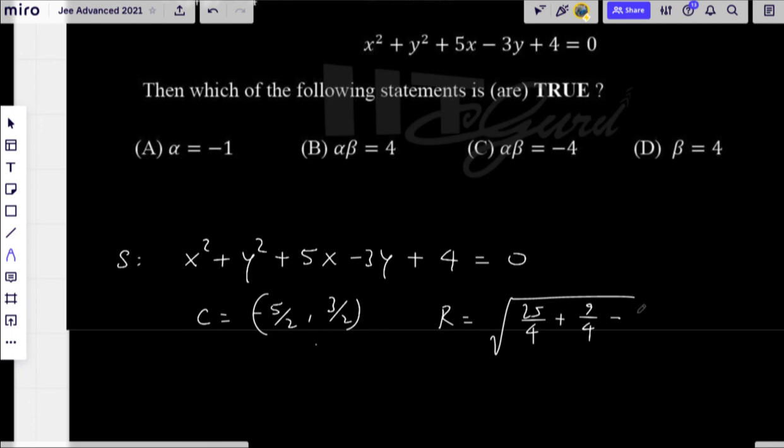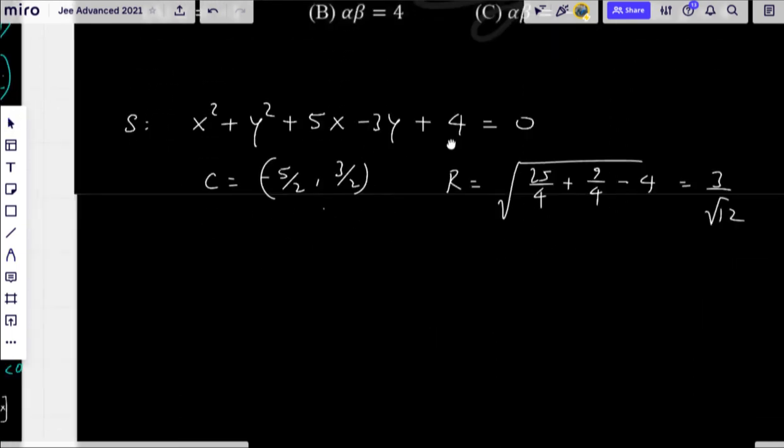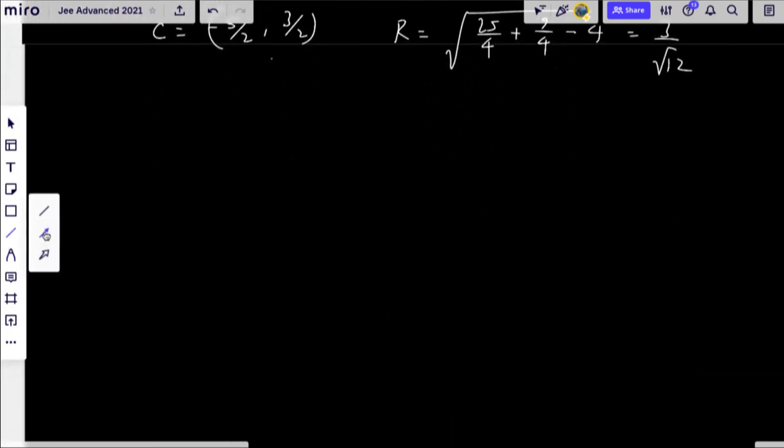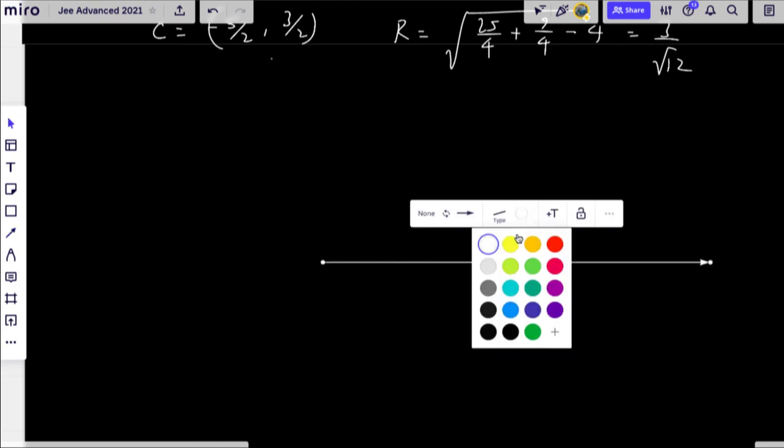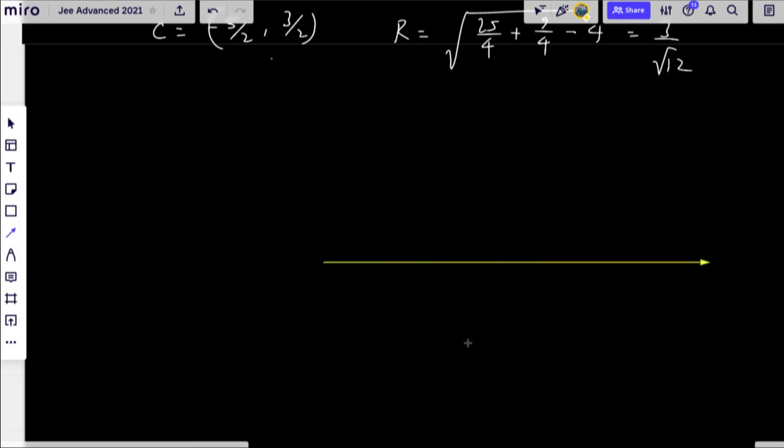And minus c, that is minus 4. This is c. So solving, we get 3 by root 12, right? Okay. So now let me draw this circle first. So let's draw first. This is the x and y axis. Let's say this is the x axis, and this is what we call the y axis.